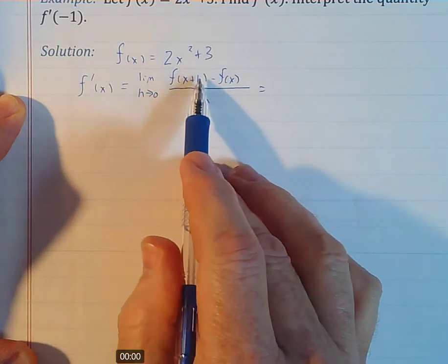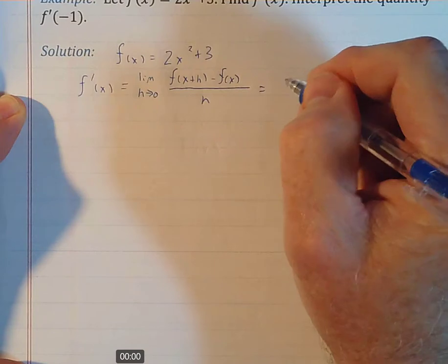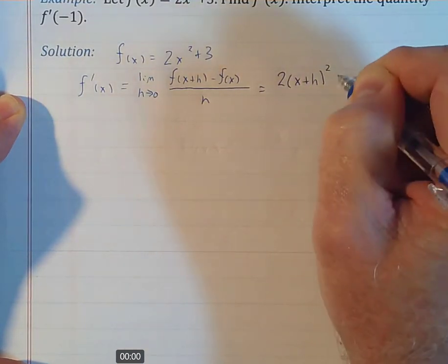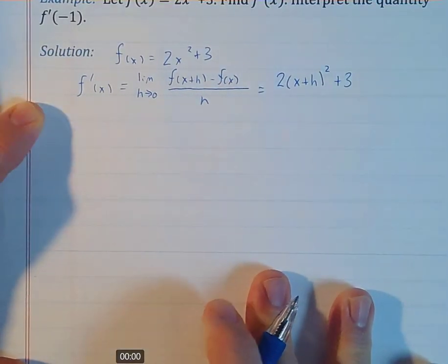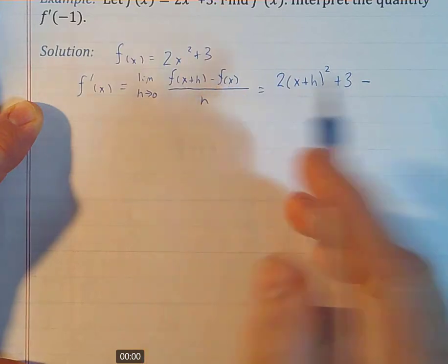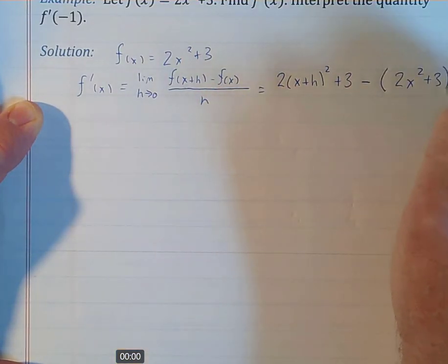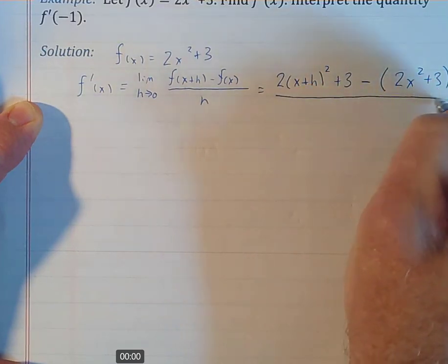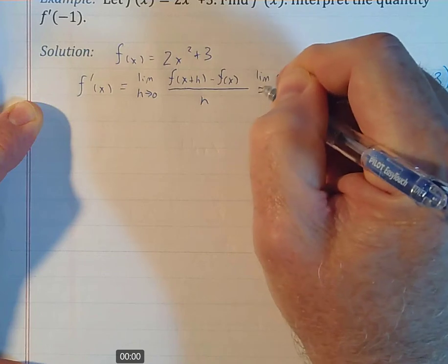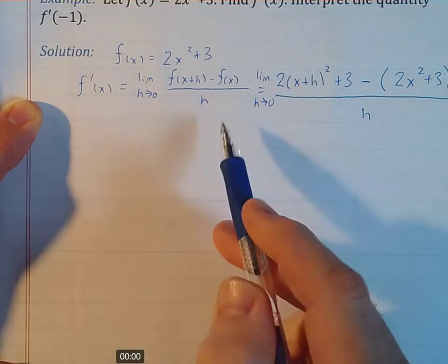And so let's just plug our stuff in here. f of x plus h, that would just be taking x plus h and putting it everywhere I see an x up here in my function. That would be 2 times x plus h squared plus 3. And now I'm going to subtract the original function, right? I'm going to subtract f of x. So I'm subtracting off 2x squared plus 3. All that goes over h. And I forgot to put my limit out here in front of this. But there should be a limit out there.